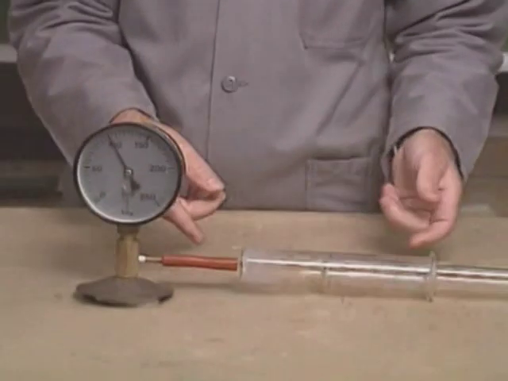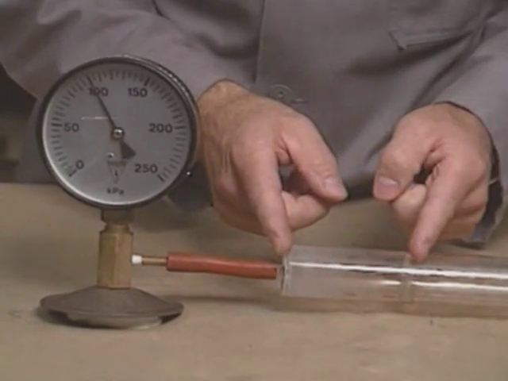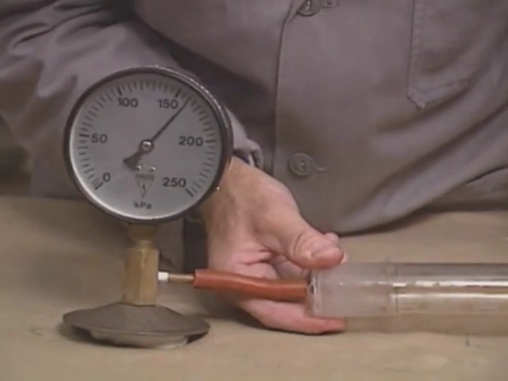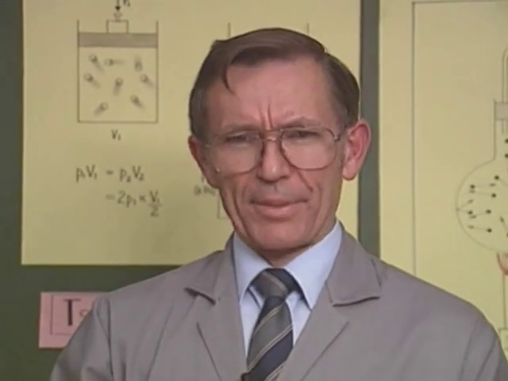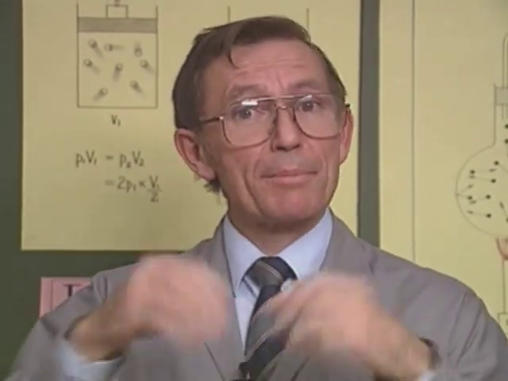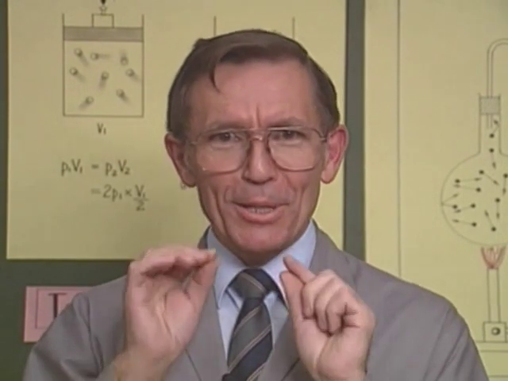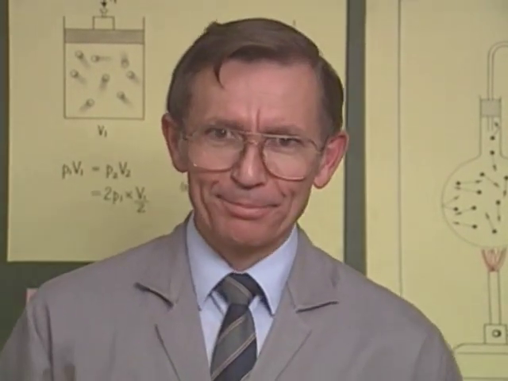Let's look at this example here. If I decrease the volume in this syringe, the pressure will increase. Let's see. Now, if I double the pressure, the volume will be halved. And if I make the pressure tenfold, the volume becomes only 1/10 of the original value.